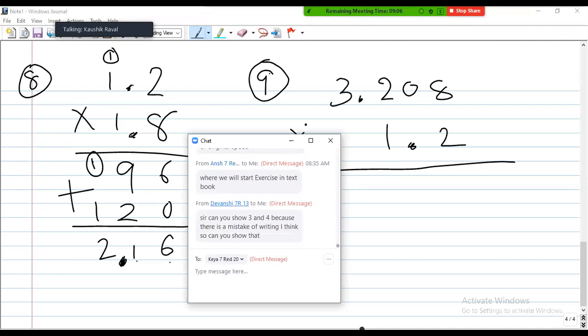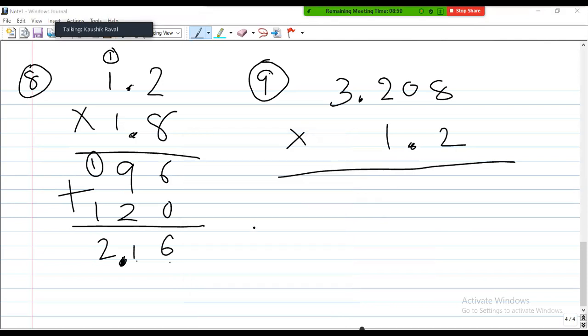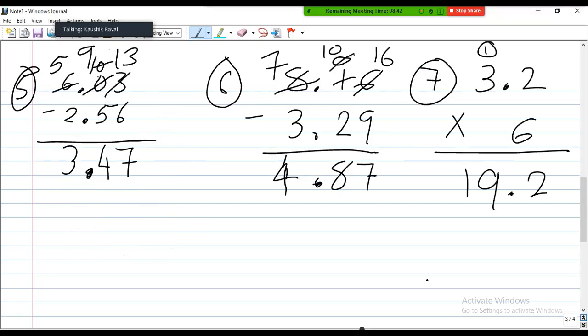Oh, can you show 3 and 4? Because there is a mistake of writing, I think. So you can show that. Devanshi. Okay. Have you written this one? Number 9. Come on. Take a screenshot of number 9. Devanshi, just a second. Number 3 and 4, we will go back to it. Saying I made a mistake. Let's see. Okay. Number 3 and 4.